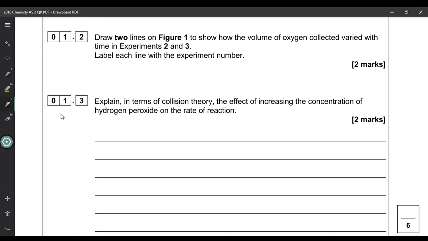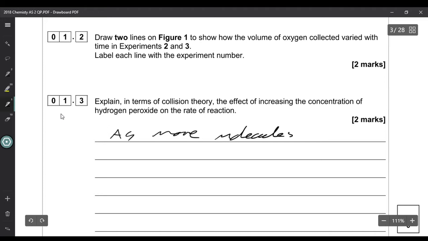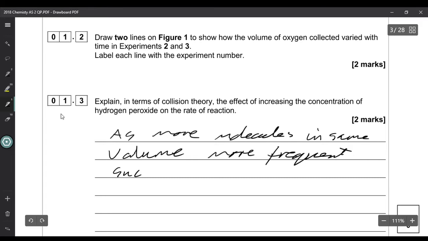So if we put that down, we can say as more molecules in the same volume, by increasing the concentration, there'll be more frequent successful collisions.